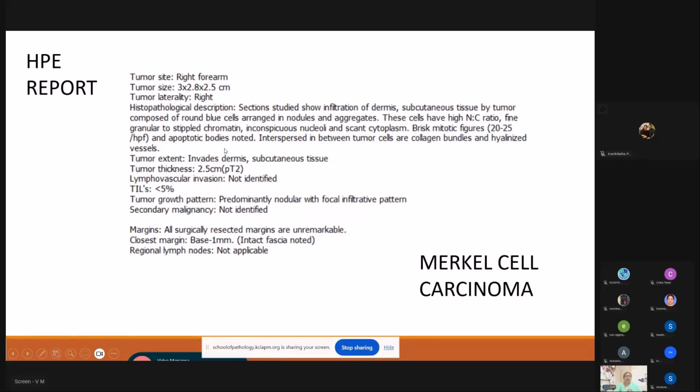Now, is it enough to just call it Merkel cell carcinoma and leave it like that? No, you have to comment on the stage of the tumor. The tumor thickness was 2.5 centimeters, that is more than 2 centimeters, so it becomes a pT2. No LVI seen, predominantly nodular growth pattern, but a focal infiltrative pattern was also seen. Margins were clear.